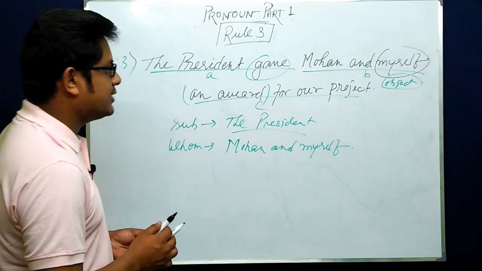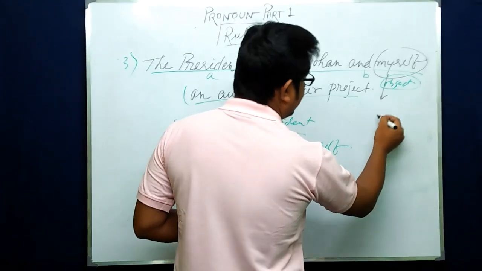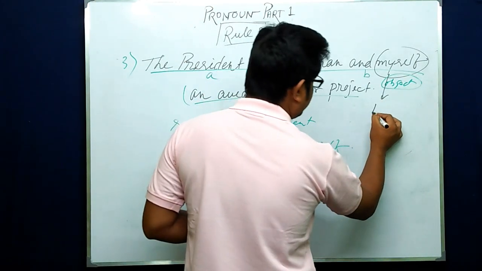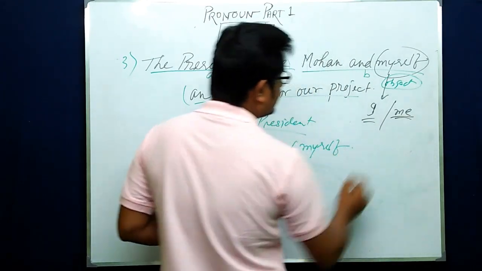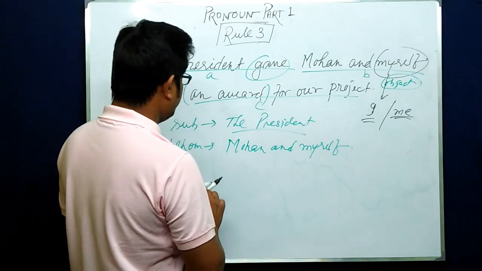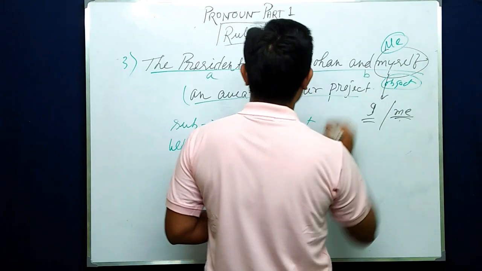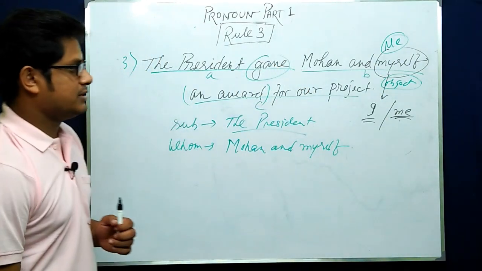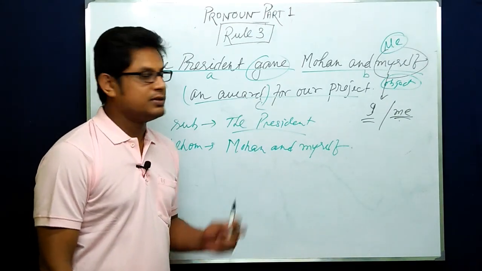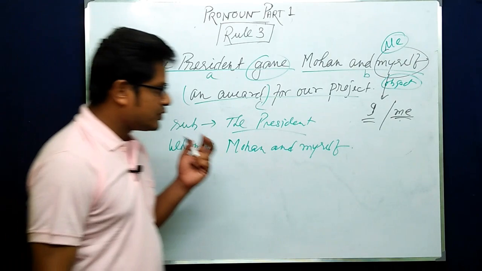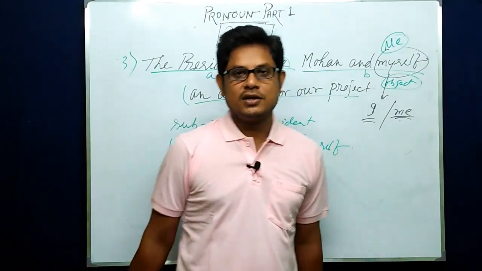So what would be the correct use? What is the reflexive pronoun of myself? Myself is the reflexive pronoun of I, which is the subject, and the object is me, right? So the correct use should be: the president gave Mohan and me an award for our project. It would be the right sentence. So myself cannot be used in this sentence. So this is all about rule number 3. You have to remember very well that a reflexive pronoun cannot be used as subject or object.